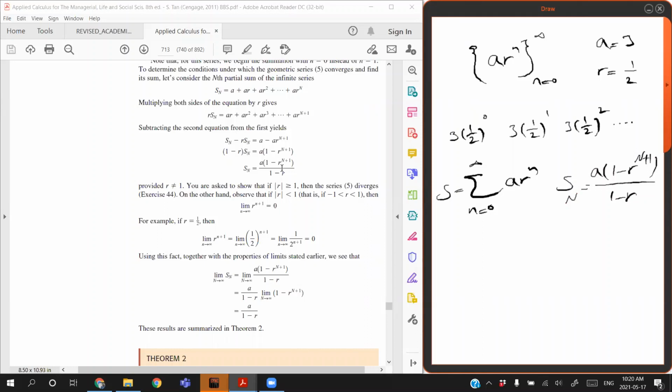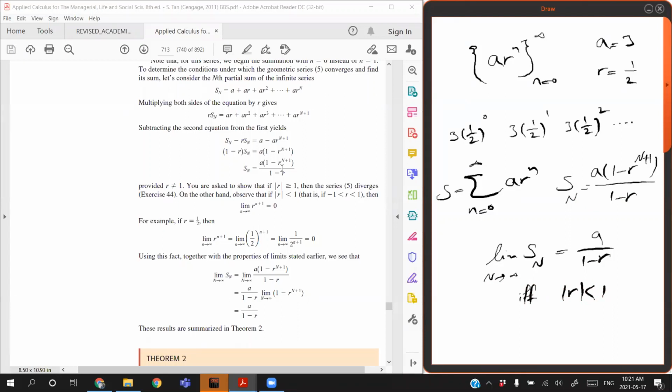I want to tell you this. For most series that you see, you cannot find Sn. You can only find Sn for these two types of series, the telescoping ones and the geometric ones. And then by studying this, we learned that the limit of Sn as n approaches infinity would be a over 1 minus r if and only if the absolute value of r is less than 1.